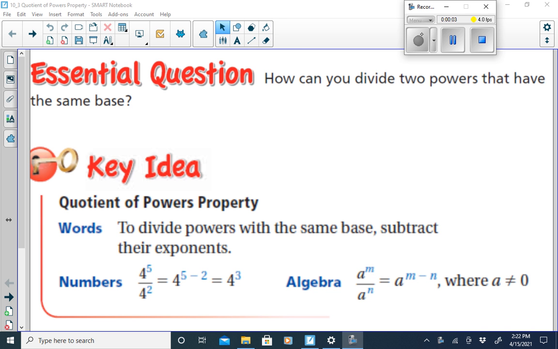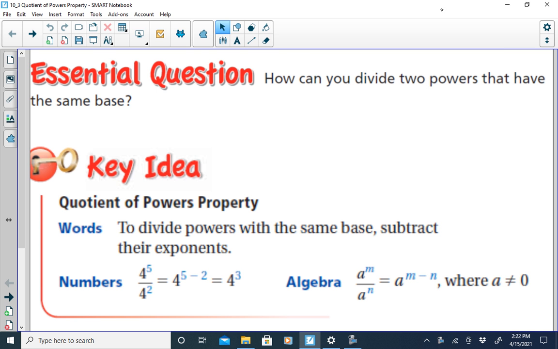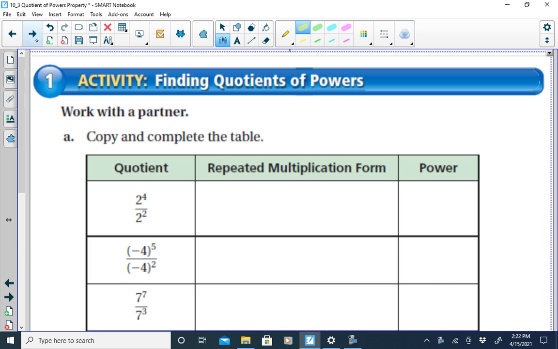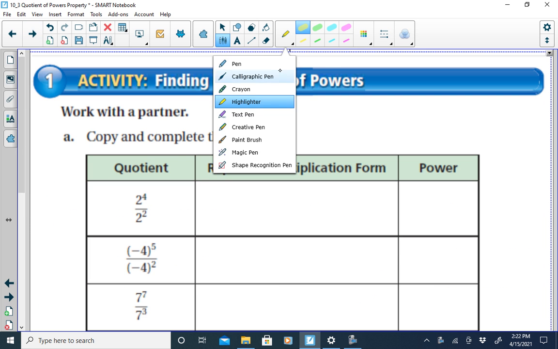Okay guys, our lesson today is to be able to divide powers with the same base. And very simply, we're going to use a rule to do that. And the rule says simply this. It says to divide powers with the same base, we will subtract their exponents. And we can take a look at some patterns to kind of uncover where this rule comes from.